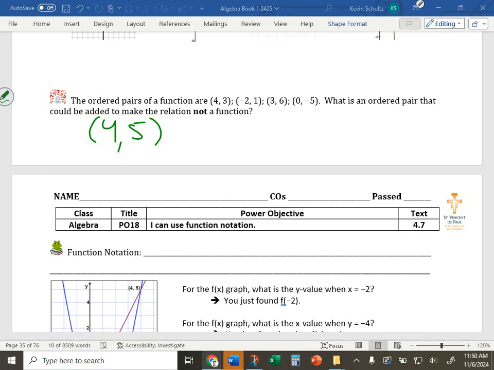Addie, give me another one. 3, 789. Now the x value of 3 repeats itself. Jude. -2, 8 million. Now the value of -2 repeats itself. You get the point. All right.